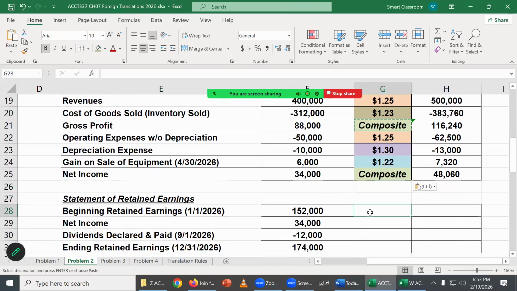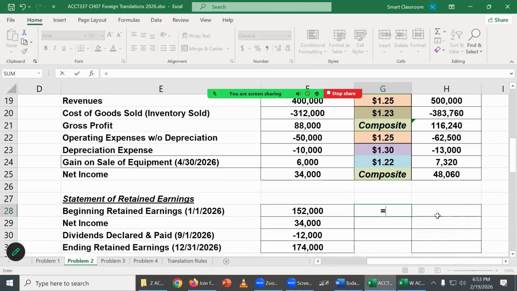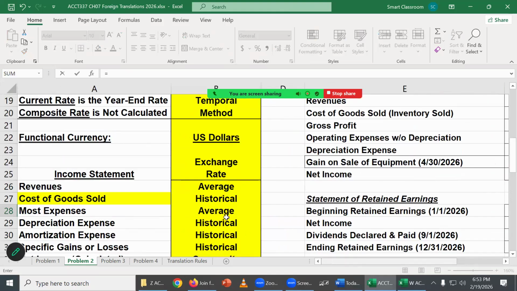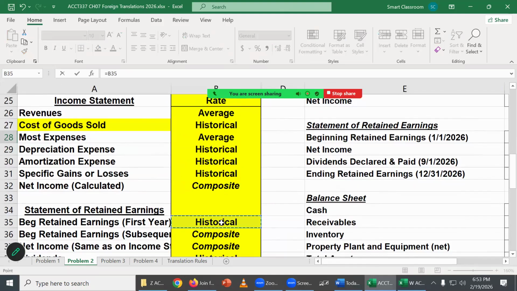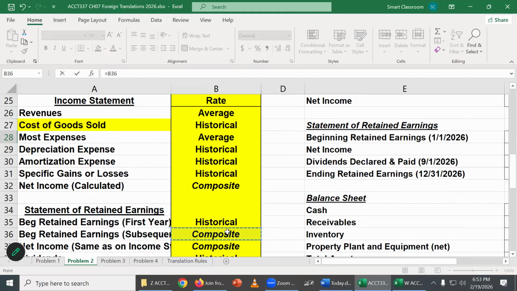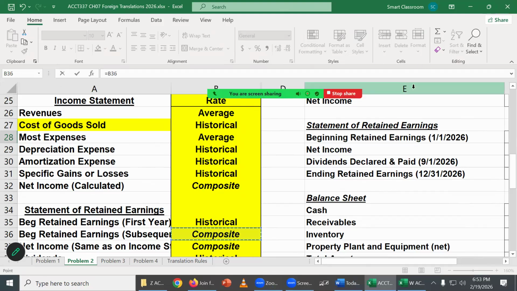Okay, beginning retained earnings, that should be exactly the same as before. That's going to be the historical cost when we bought it. So the first year it'll be historical, subsequent years will be separate. And by the way, whatever the ending retained earnings is, that'll become the beginning for the next one, but it'll be a whole bunch of different composite rates in there, because you could have many different rates going through the years.